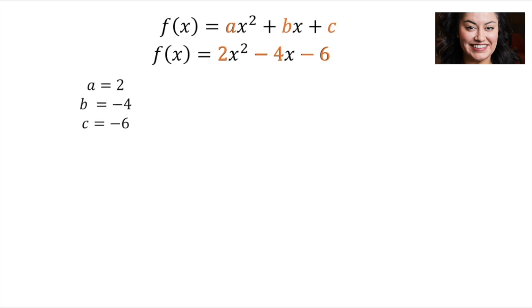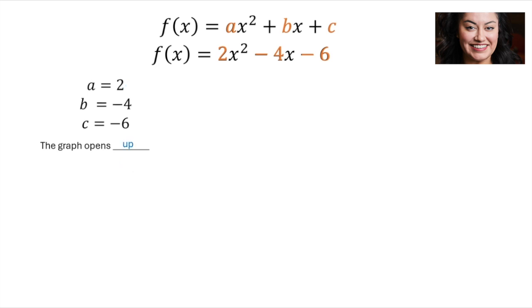And the first thing that we are going to look for is whether our graph opens up or down. Our a term will determine this. If our a term is positive, our graph will open upward, and if it's negative, it would open downward. Because our a term is a positive 2, that means that our graph will open upward.